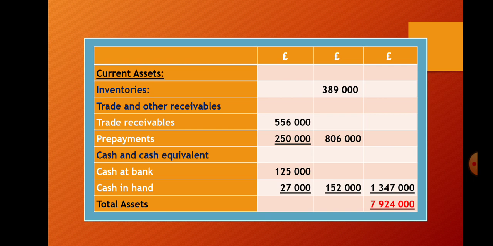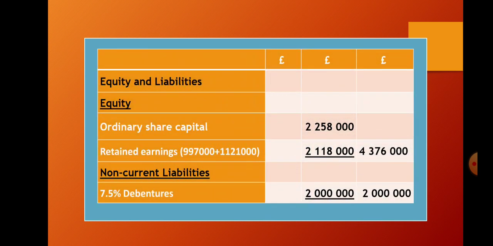Now we will go to the other side of the statement of financial position. That is equity and liability section. Under equity, we have ordinary share capital, preference share capital and other reserves. But in this question, we come across only ordinary share capital and retained earnings. Okay. So ordinary share capital, the amount is what is given in the trial balance, 2,258,000.